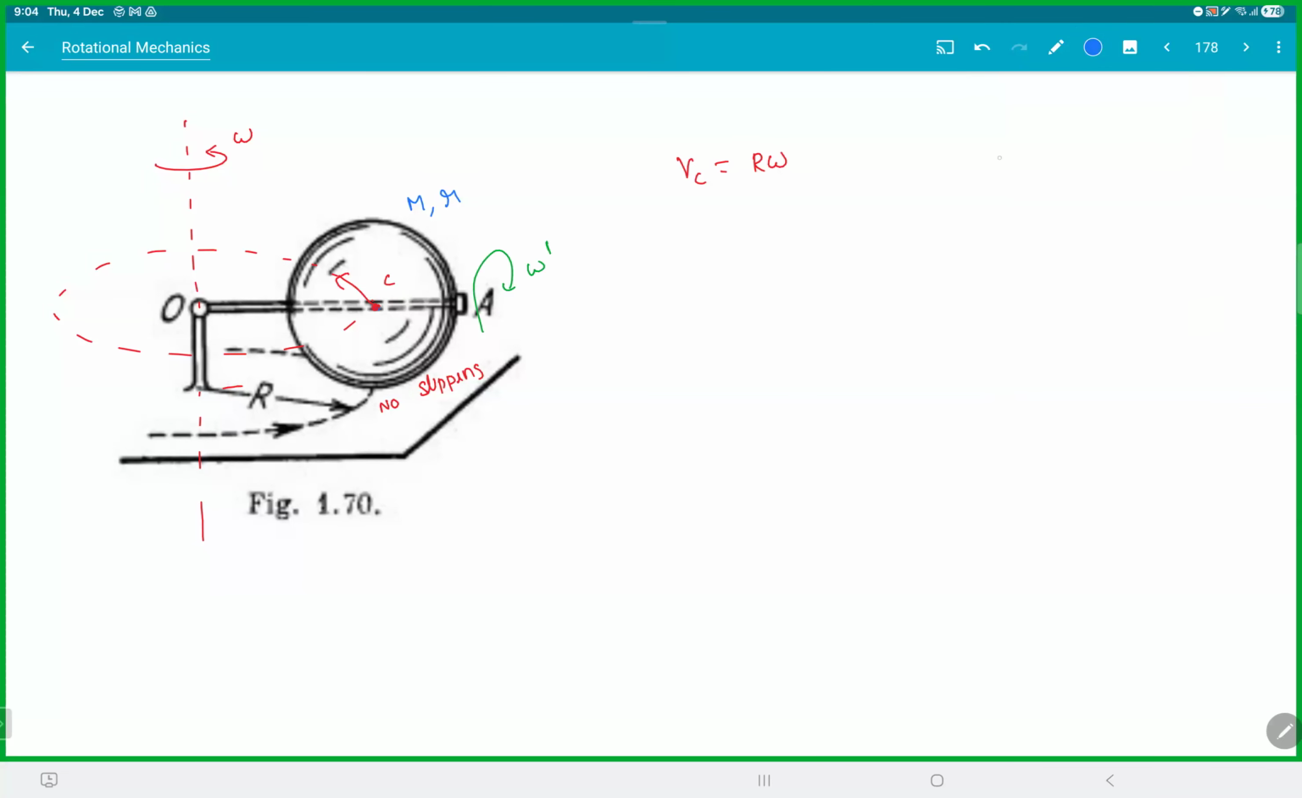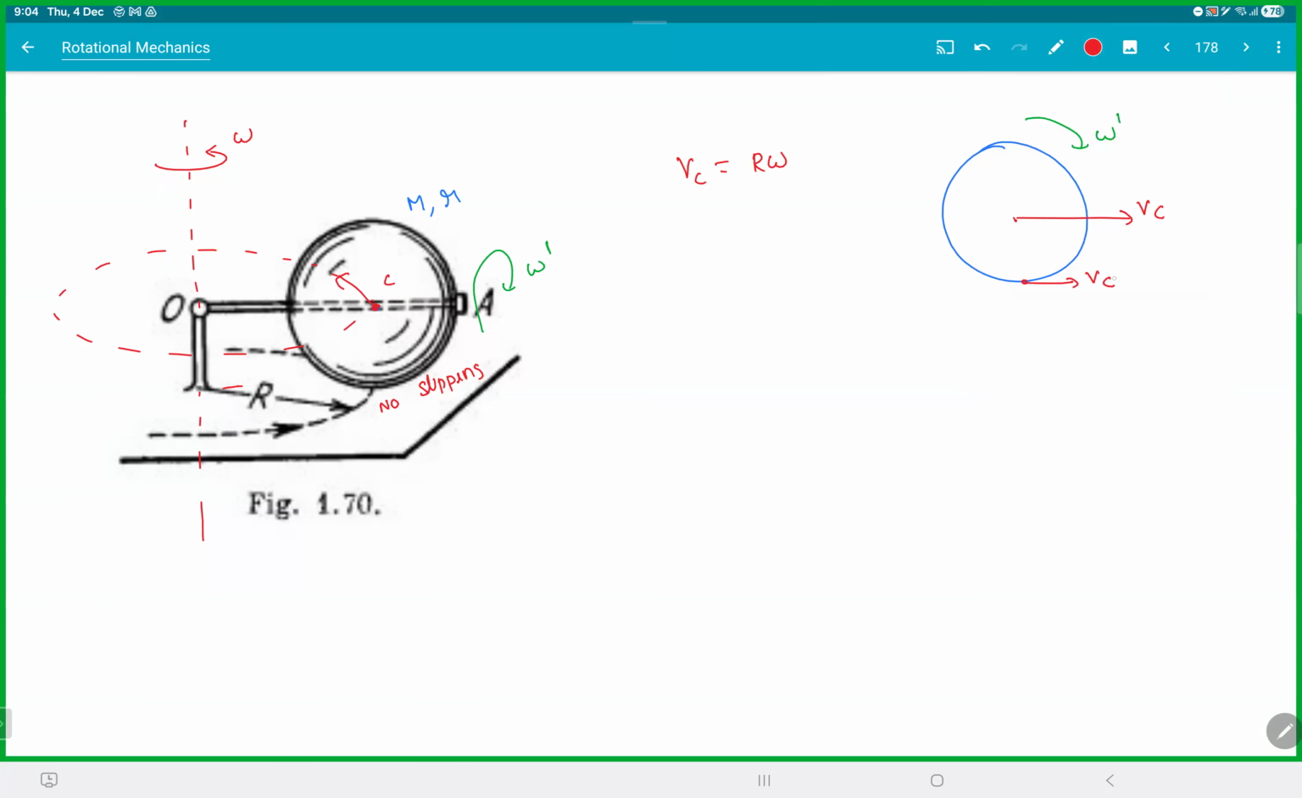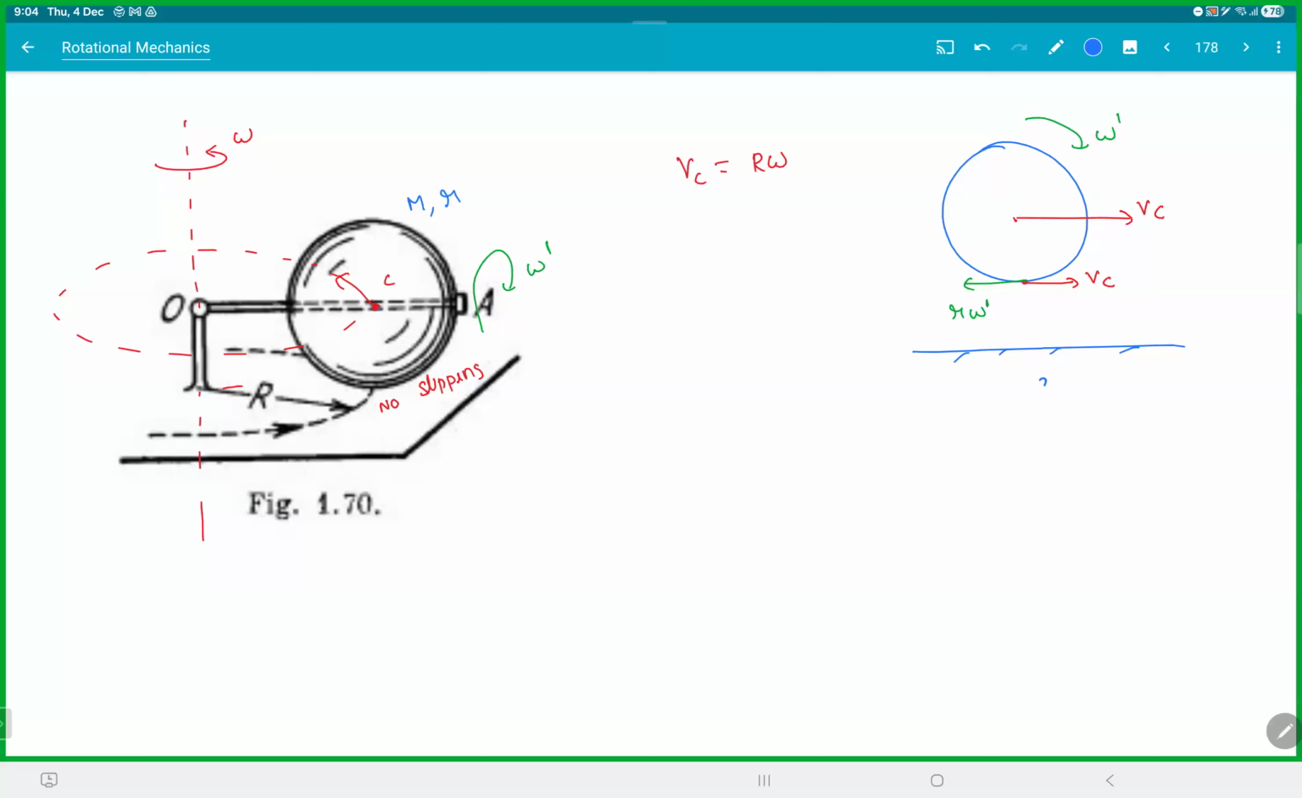Now for the sphere, the center is going with Vc, and this is rotating with omega dash. That means at the bottommost point, you'll have Vc, and this will be small r omega dash. Since this is placed on the ground, it is not slipping. The velocity of the center must be equal to r omega dash. And the velocity of the center is R omega, which is equal to r omega dash. So omega dash is capital R omega by small r. This is the relation between both the omegas.